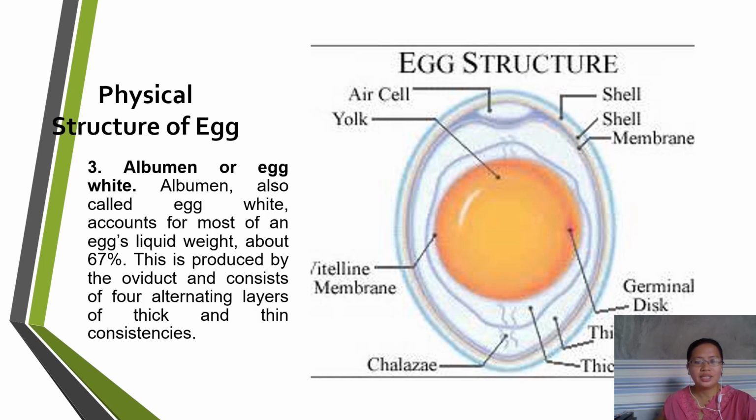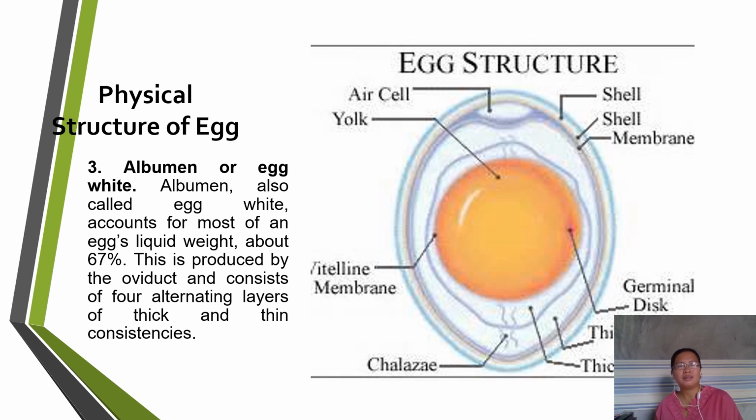Next, we have the albumen or egg white. Siyempre, aside sa egg shell, alam nyo naman kung ano yung tinatawag na albumen or egg white kasi very visible siya. Kapag niluto nyo yung itlog, makikita nyo yung egg white agad. So, albumen, also called egg white, accounts for most of an egg's liquid weight, about 67%. This is produced by the oviduct and consists of 4 alternating layers of thick and thin consistencies.